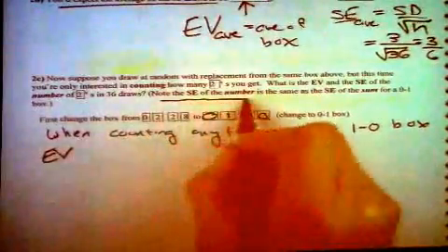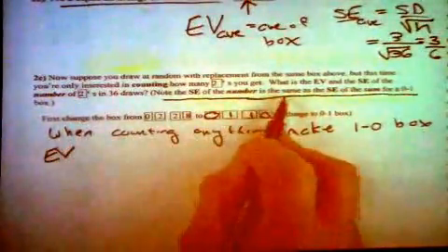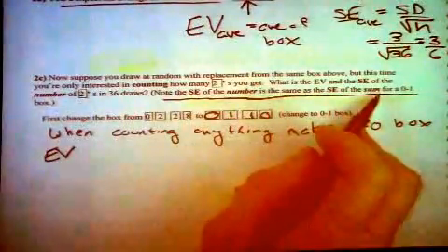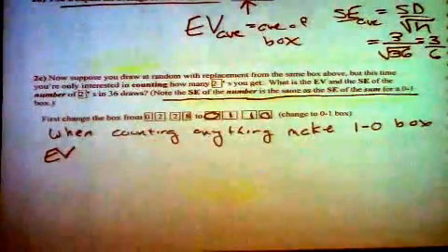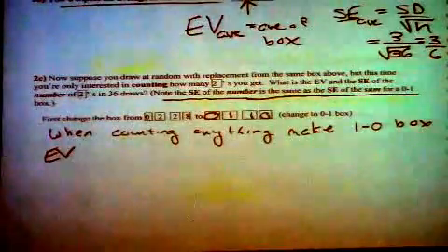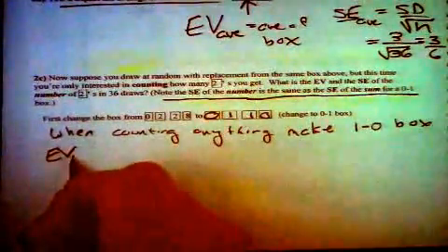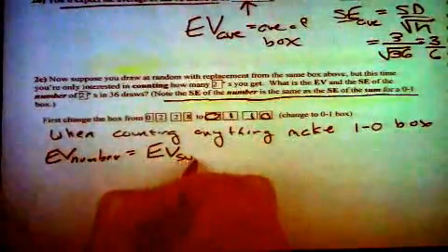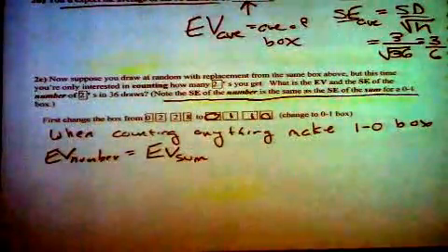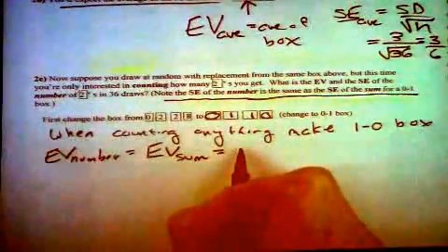Note, the expected value of the number is the same as the sum. Every time I get a 1, you're just counting them up. It's how many ones you get. So the expected value of the number is just the same thing as the expected value of the sum. For a 0, 1 box, the sum would be the number. So what are you going to have?